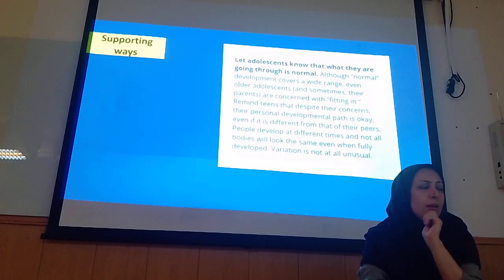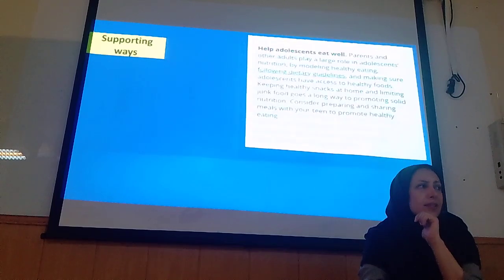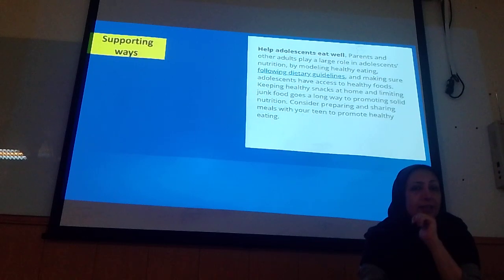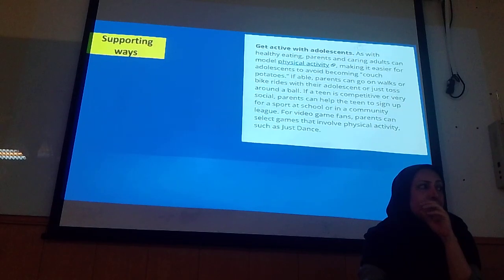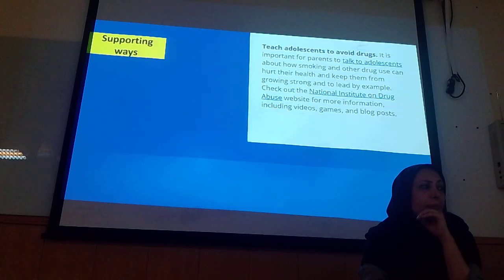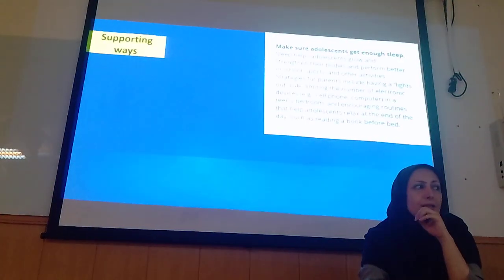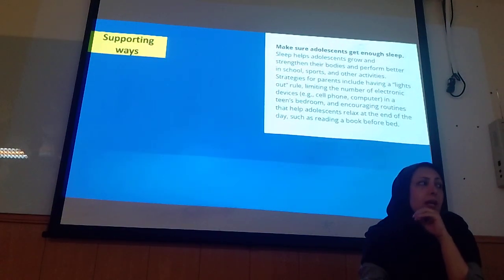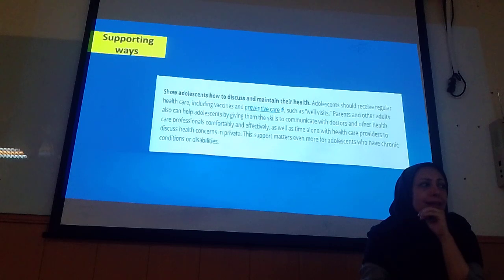Explain that what they are going through is normal. Encourage adolescents to have a positive view of their bodies because of these changes that occur. Help adolescents eat well, because nutrition has important effects on sexual development. Get active with adolescents' activity. Teach adolescents to avoid drugs, smoking, tobacco or alcohol and the like. Make sure adolescents get enough sleep, because sleep is very important in sexual development, and show adolescents how to discuss and maintain their health.